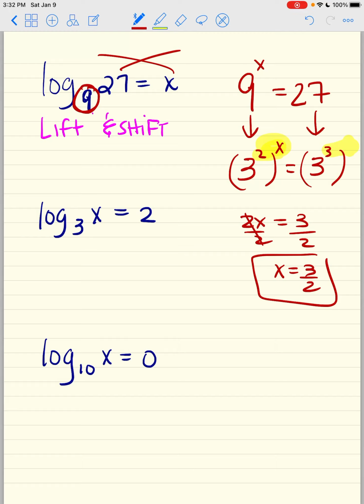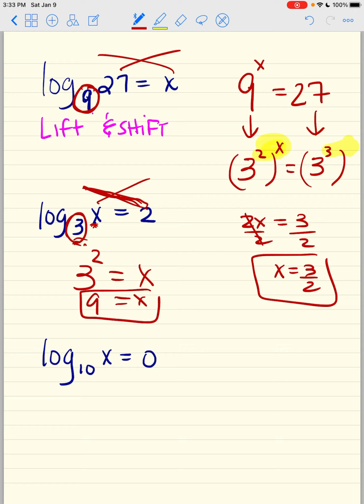In this case here, I have log base 3 of some number equals 2. I'm going to lift the 3 and shift. When you shift, this number becomes the exponent, okay? So lift and shift. Think about it as you lifted the 3 and there's no room for that 2 next to the 3, so you're gonna put it as an exponent. It's because logs and exponential functions are inverses of each other. So lift and shift. So that's 9.